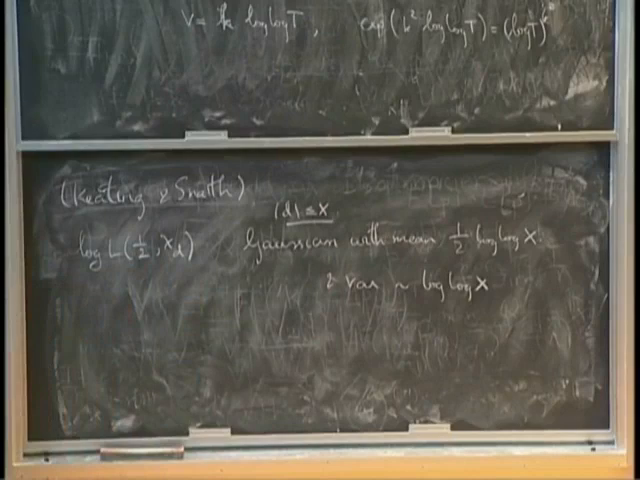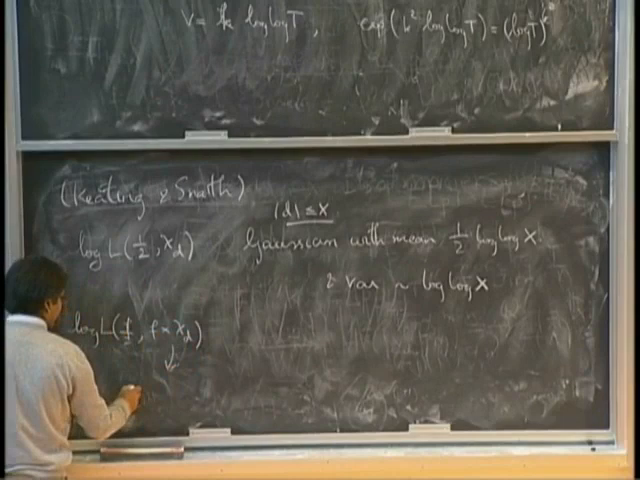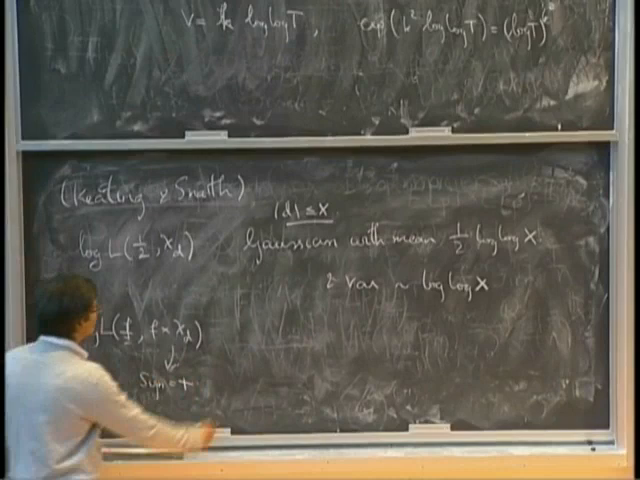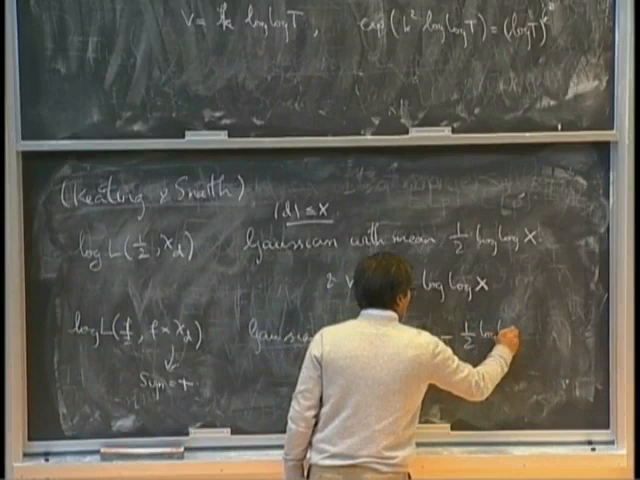And if you look at an orthogonal family, say if you take L half of F twisted by chi d, and let's say you look at only the ones for which the sign of the functional equation is positive, then this should be a Gaussian with mean minus half log log x and variance log log x.